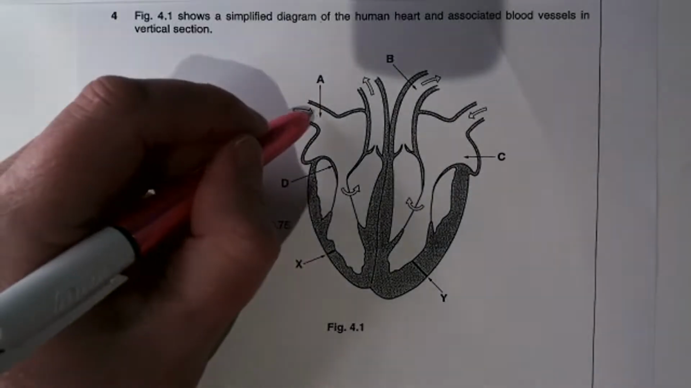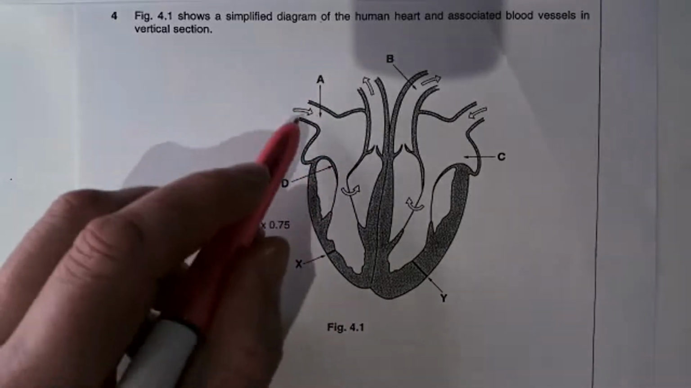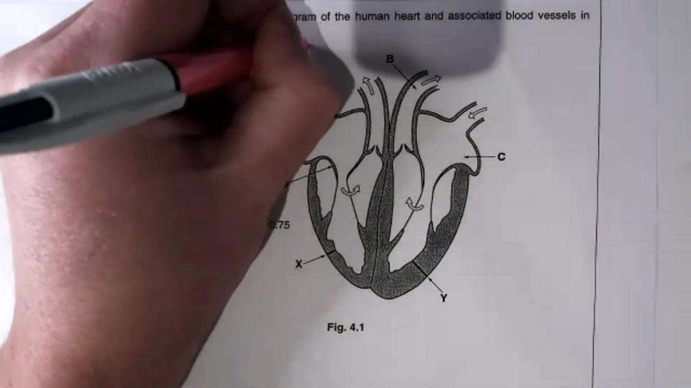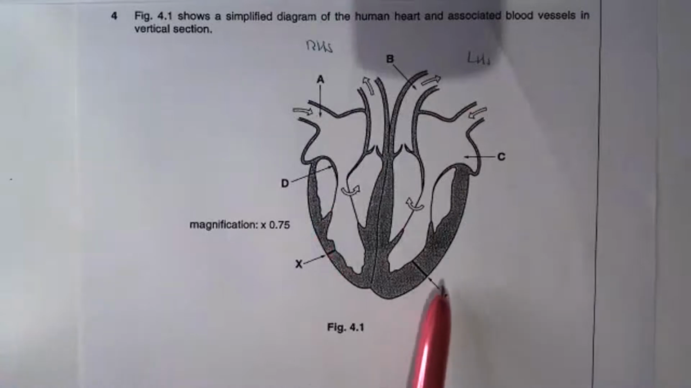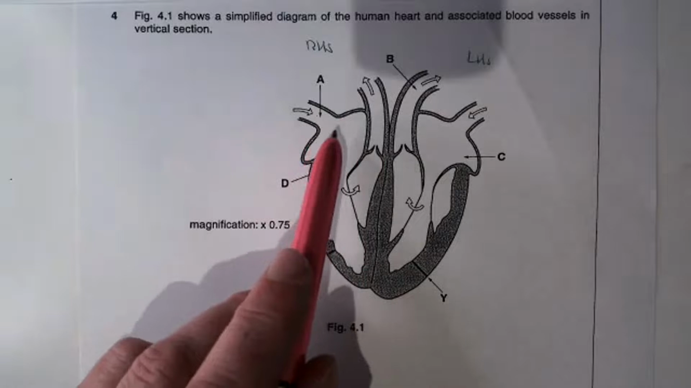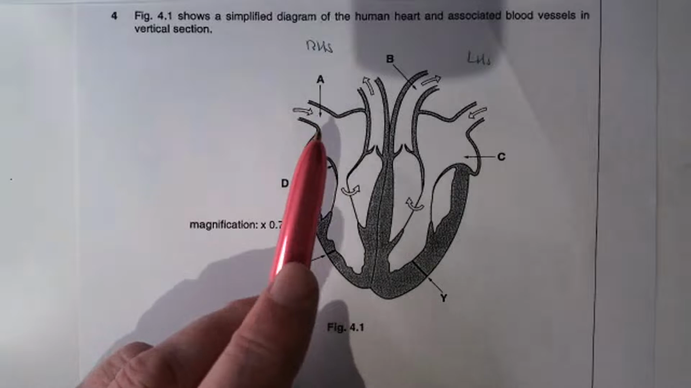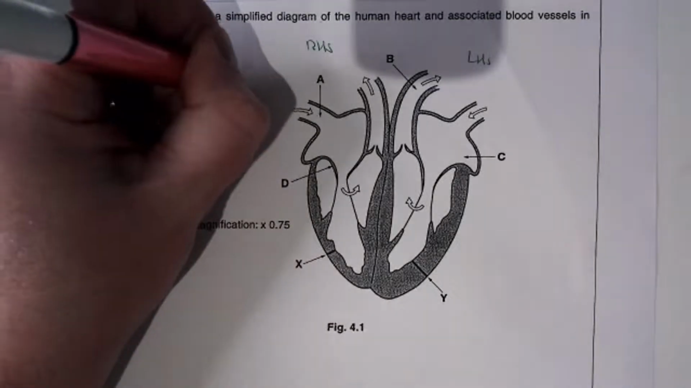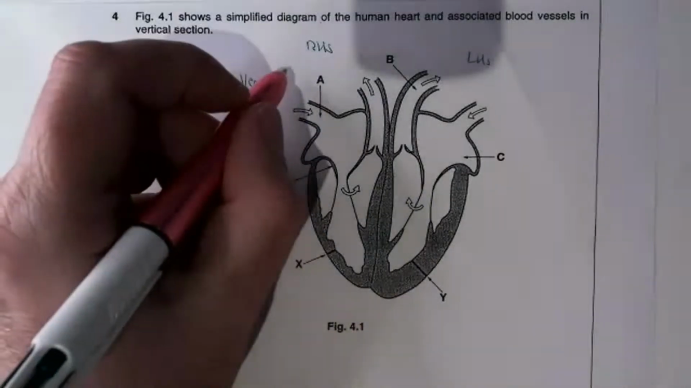So structure A is the blood vessel that's coming in to the right hand side of the heart. Remember, this is the right hand side and this is the left hand side, and you can tell this is the left hand side because the muscle is much thicker, as it has to pump blood under higher pressure further around the body. This is the top of the heart, and this is the vein leading into the right hand side of the heart. So that vein is the vena cava. That is structure A.